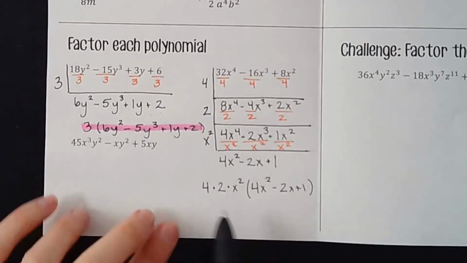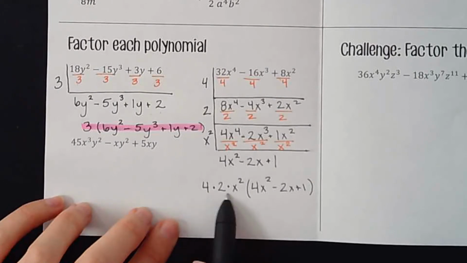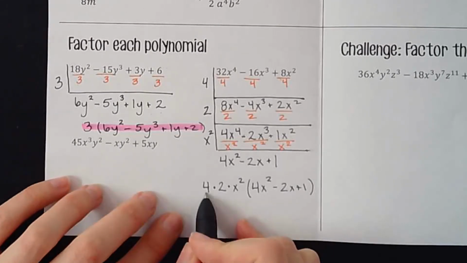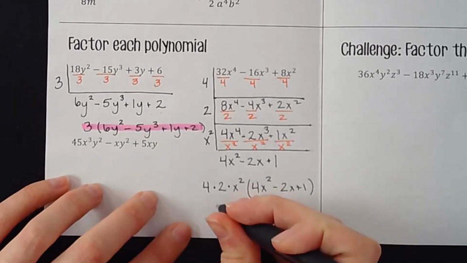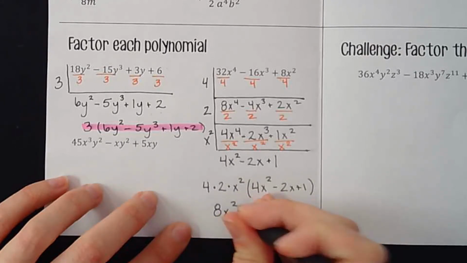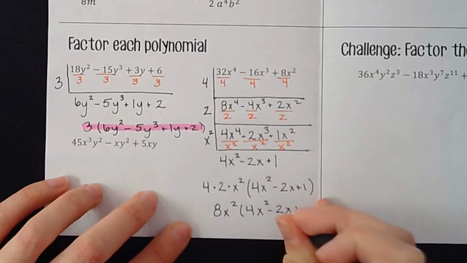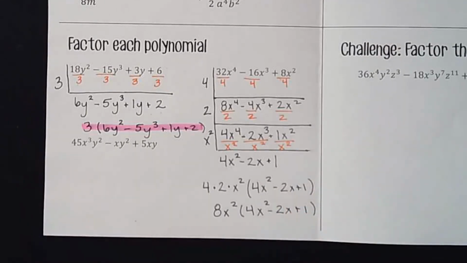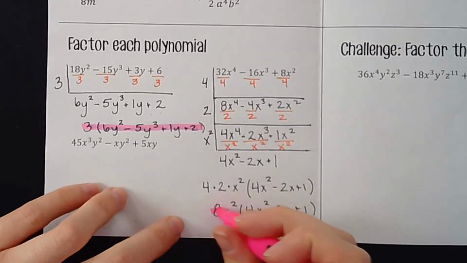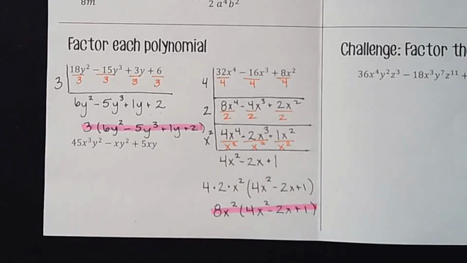Well, I can simplify this term in front of my parentheses a little bit. 4 times 2, that would be 8. So I would have 8x squared times 4x squared minus 2x plus 1. This is my final answer. This is my polynomial in factored form.